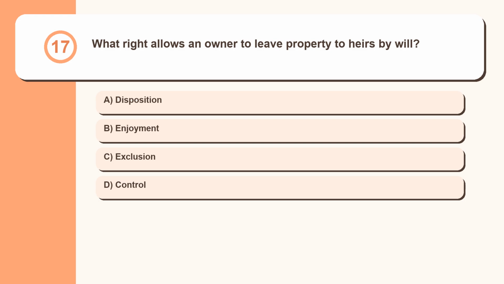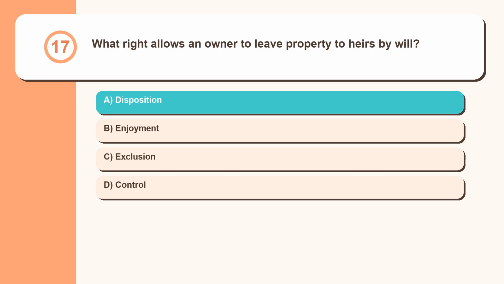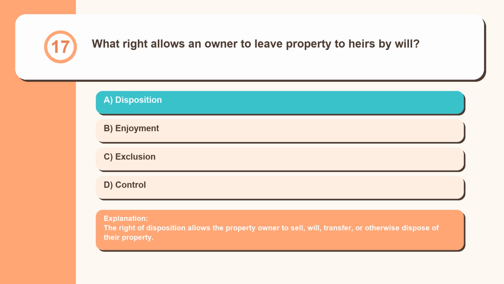Question 17. What right allows an owner to leave property to heirs by will? Disposition, enjoyment, exclusion, control. The right of disposition allows the property owner to sell, will, transfer, or otherwise dispose of their property.